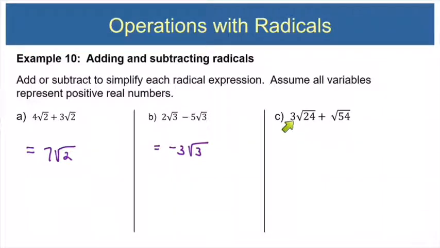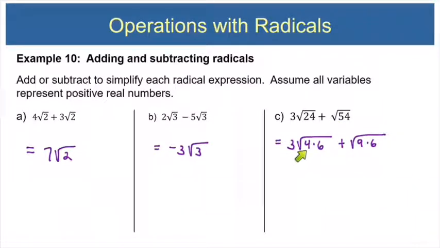On part C, we have 3 square root of 24 plus square root of 54. And you can see that these are different radicands. So we're not going to be able to just combine 3 and 1 and get 4 because we don't have like radicals here. So we'll need to simplify these radicals. Never decide that you can't add radicals until you have all the radicals fully simplified. So in this case, we know that 24 can be written as 4 times 6, and we know 54 can be written as 9 times 6.